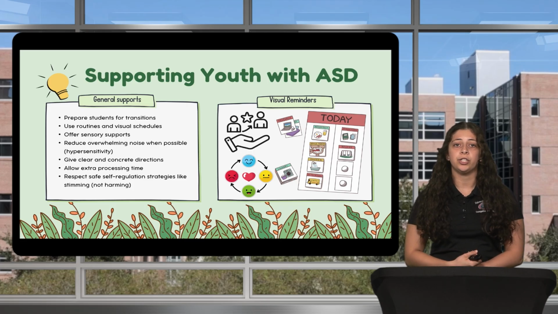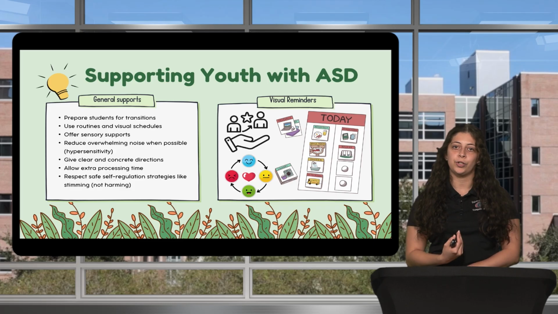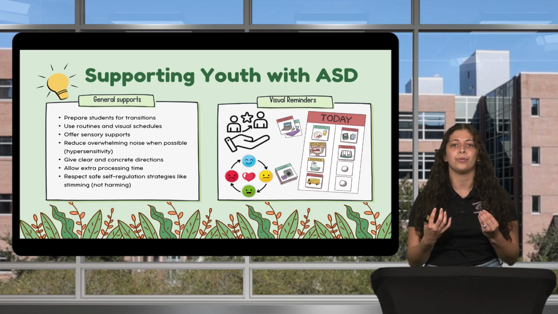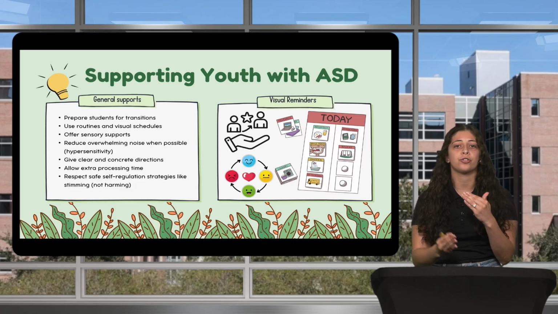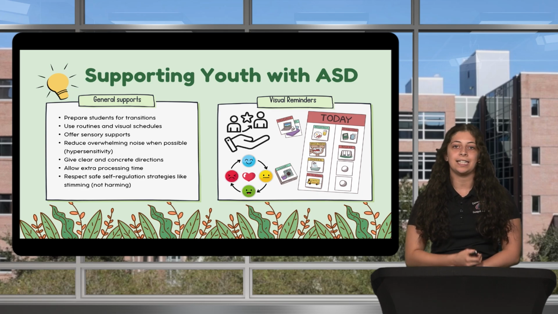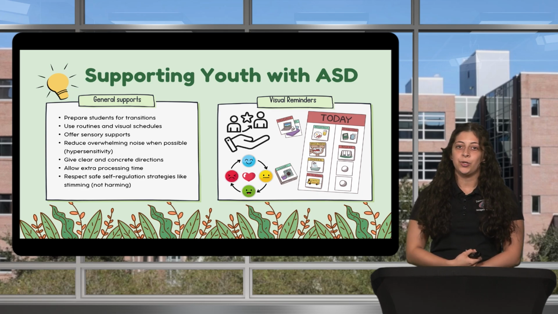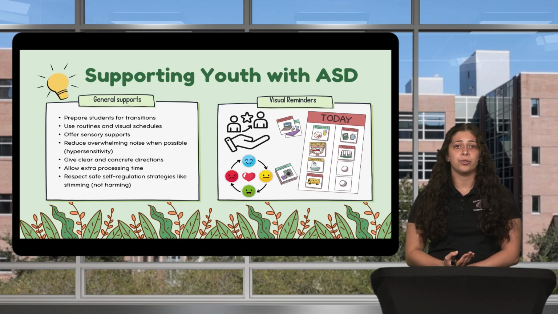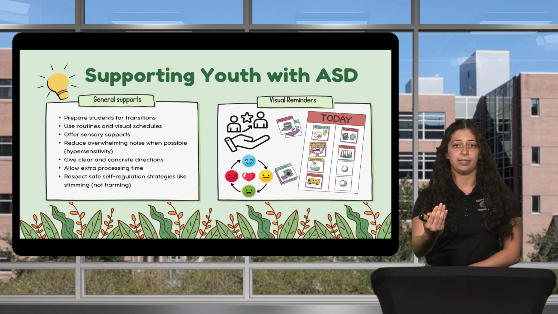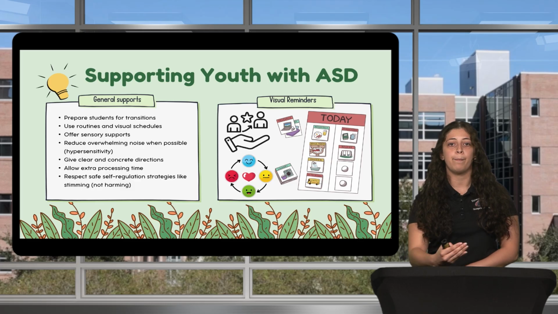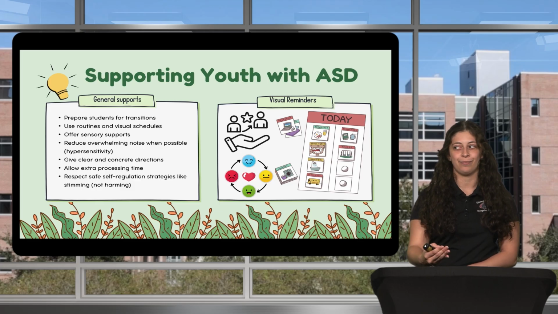It is also important to respect safe self-regulating strategies, including stimming, which may include repetitive movements or sounds that help with focus or emotional regulation, as long as it is not harmful. Many students with ASD may benefit from visual schedules to understand expectations throughout the day, along with tools that support emotional regulation and communication.